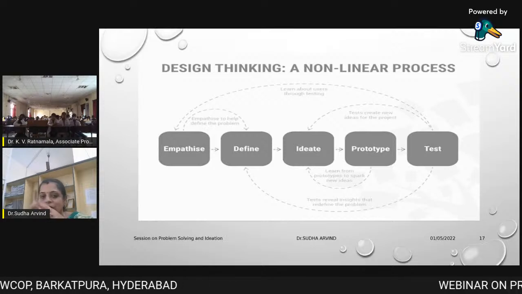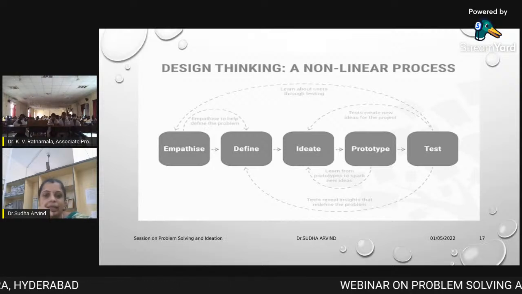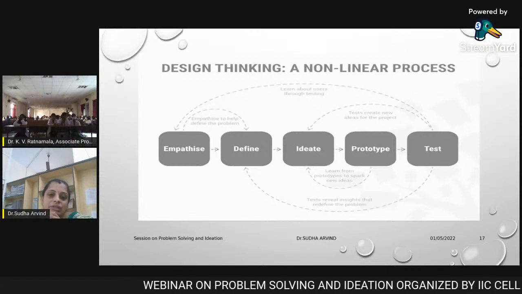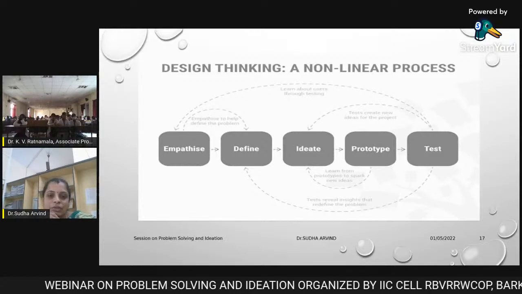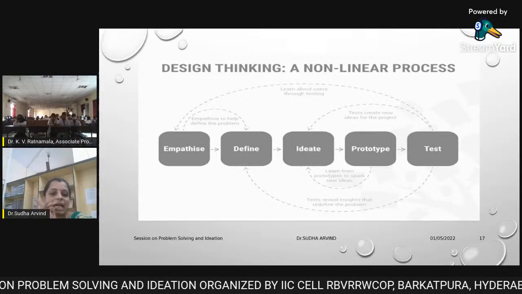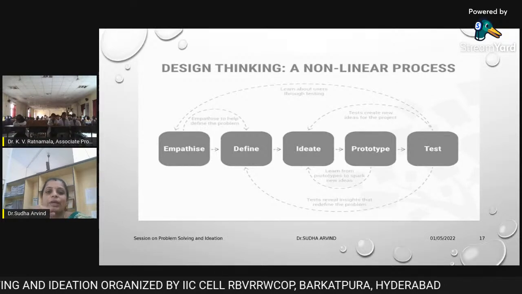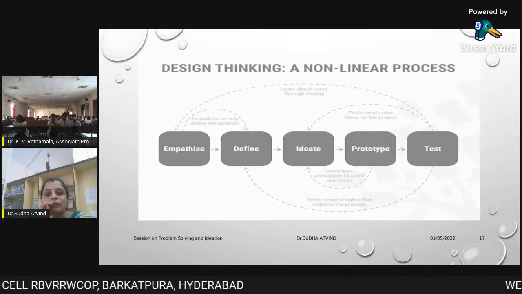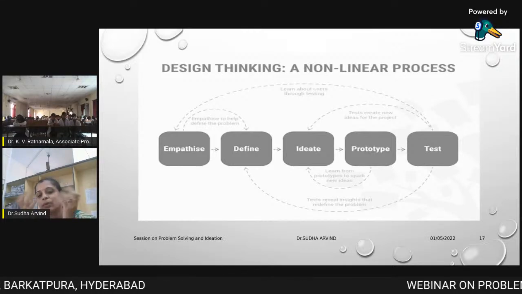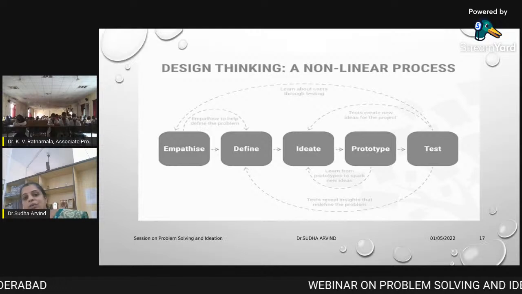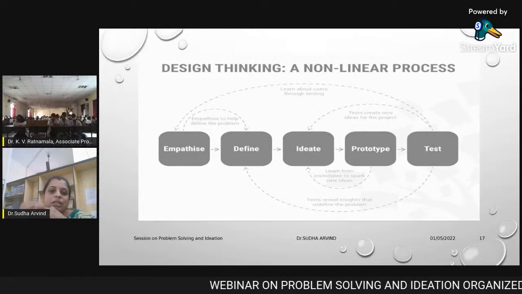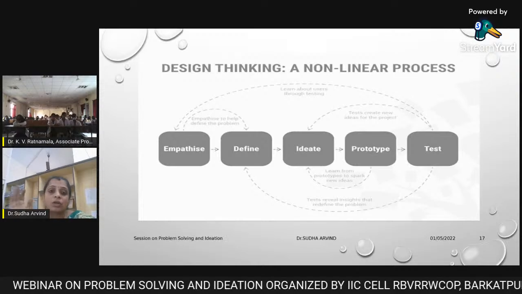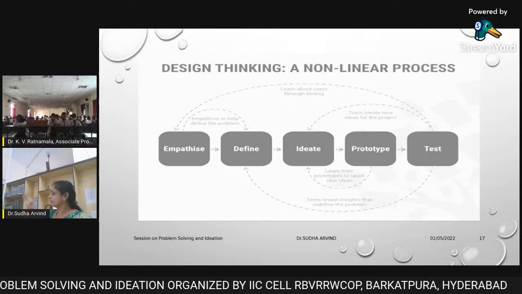So again, you are going back. You are able to see certain things coming repeatedly under some actions. It's not a linear process. It's not like it starts with empathize and ends at the test stage, and that is over. No, it is a continuous process. Take any product you release, the iPhone for example. Continuously the changes are happening. It is not going to stop there.